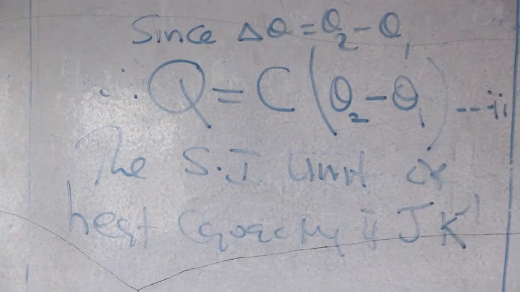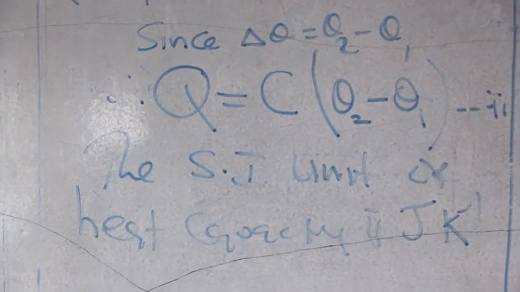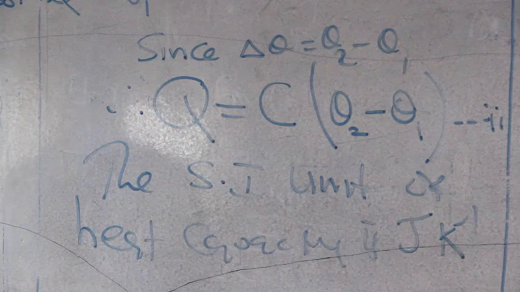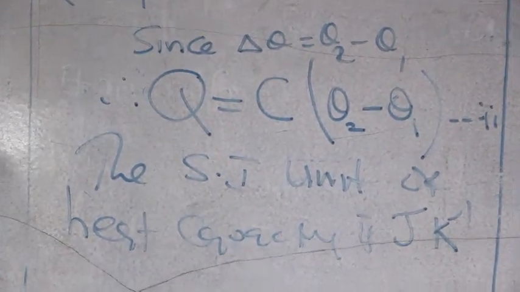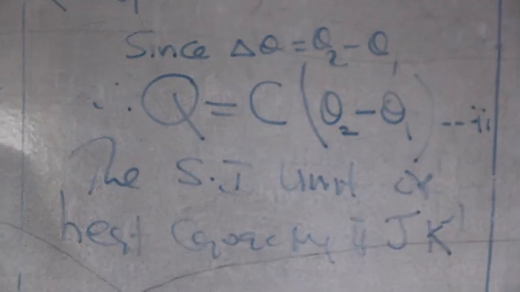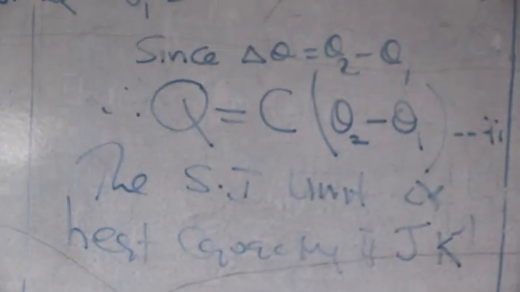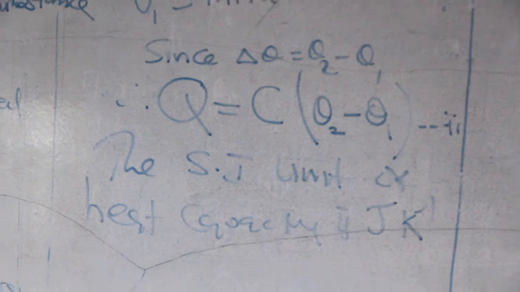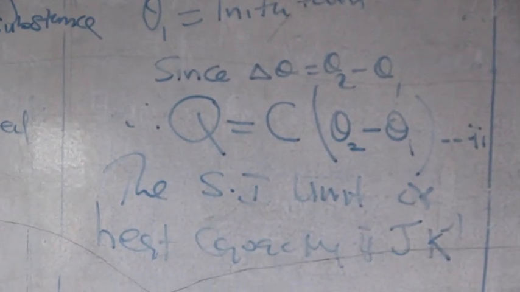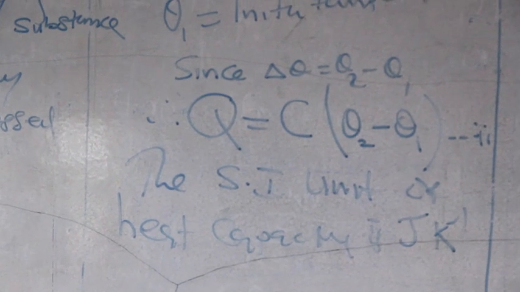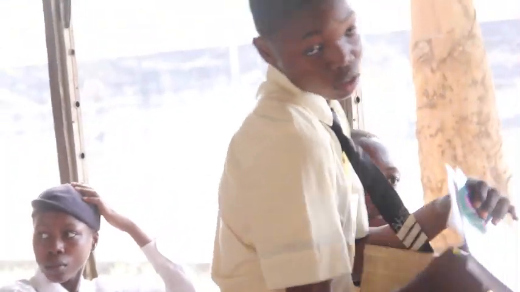Let's go to specific heat capacity. We want to see the second one before we merge it together. Specific heat capacity. What do you understand by specific heat capacity? Having known heat capacity or thermal capacity, can somebody define specific heat capacity in the class? Specific heat capacity of a substance is the quantity of heat required to raise the unit mass of the substance by 1 degree Celsius or 1 Kelvin.